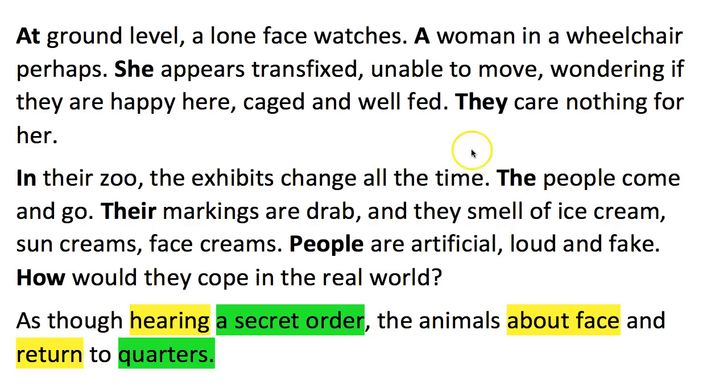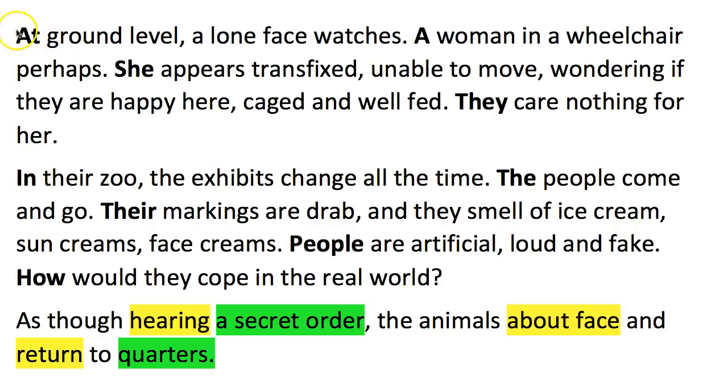So this is the rest of the description. At ground level, a lone face watches. A woman in a wheelchair, perhaps. She appears transfixed, unable to move, wondering if they are happy here, caged and well fed. They care nothing for her. So you'll notice there's that contrast, two short sentences, then a much longer one, and then the short sentence again. That just constant flitting from one to the other. It just gives a real rhythm to your writing.